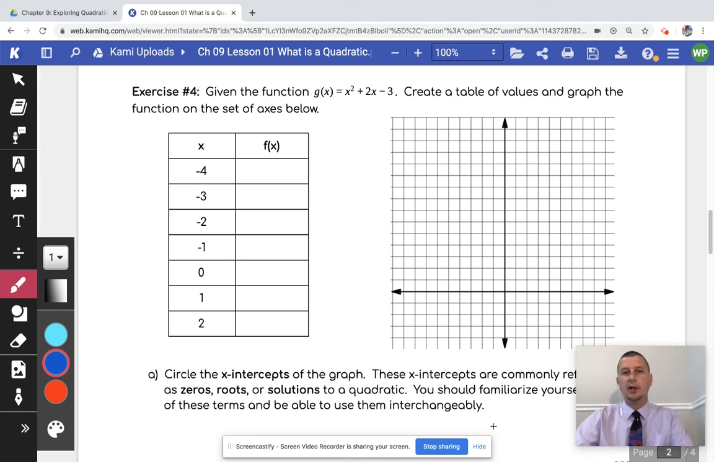And in this video we're going to look at exercise number 4, where it says, given the function g of x equals x squared plus 2x minus 3, create a table of values and graph the function on the set of axes below. So once again, we're going to do what we did in exercise number 3, and then we're going to add a little bit to it. So let's start with our graphing calculator.